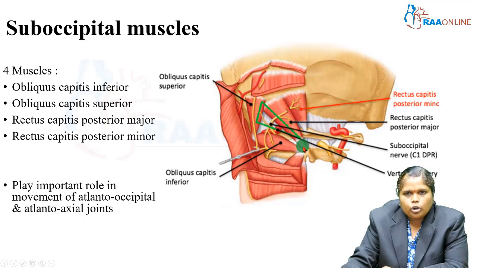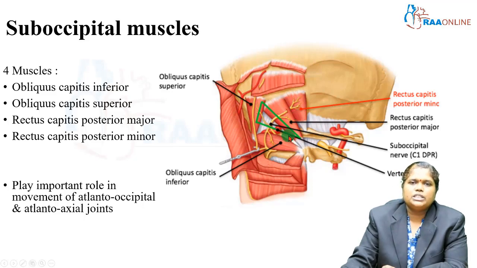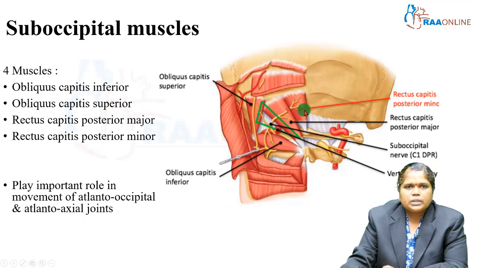The big longer muscle is known as rectus capitis posterior major, and the smaller one is minor. This is like a strap muscle. It is named rectus, and it is a muscle of the head, so it is capitis, and it is obviously situated in the posterior aspect of the neck. So it is rectus capitis posterior. We have two muscles, one longer and one smaller, so we name them rectus capitis posterior major and minor. These four muscles are known as the suboccipital muscles.